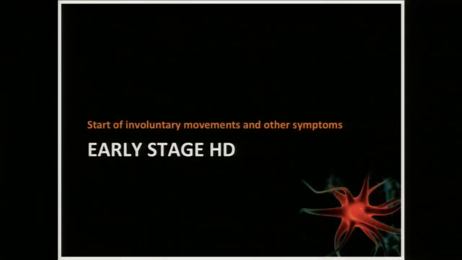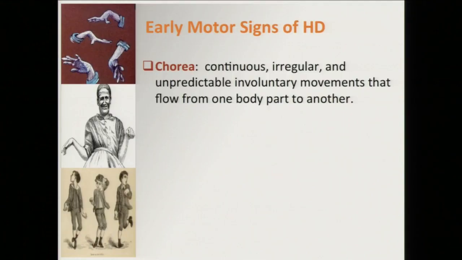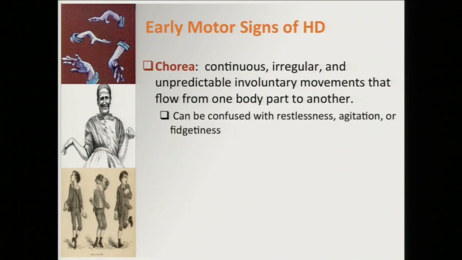So now let's move on to early stage Huntington's disease. This is generally when we think about the involuntary movements starting. So early motor signs of Huntington's disease are chorea. Chorea is a dance-like movement that is continuous, irregular, unpredictable, and flows from one body part to the other. It can sometimes be confused, when it's just very early stages, as being a little bit fidgety, a little bit restless, maybe a little agitated.